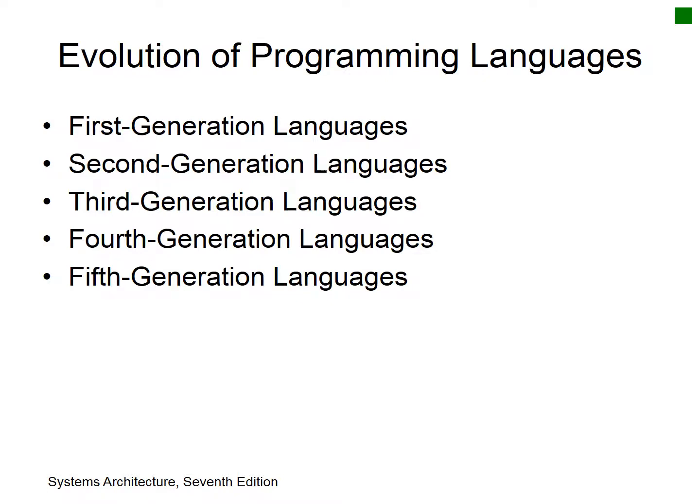First-generation languages are the earliest programming languages. These required programmers to remember binary codes that represented each CPU instruction and to specify all operands as binary numbers. This is tedious to program, and it was very error-prone.